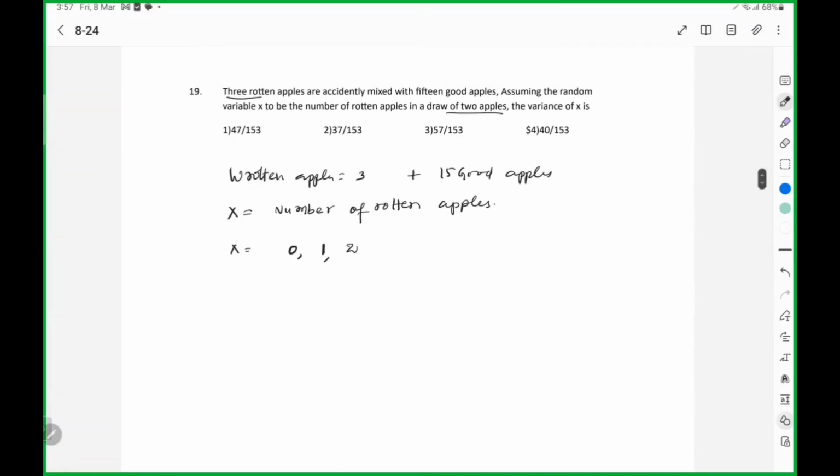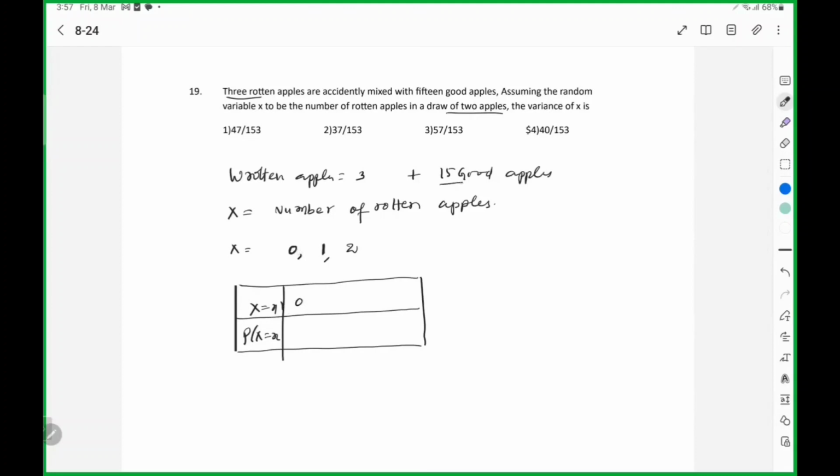So to find the variance, you have to find a distribution table, where x equal to x and the corresponding probability. When both apples are not rotten, they are good. Good are 15, so 15C2 by 18C2. One of them is good, that can be, one is obviously bad.